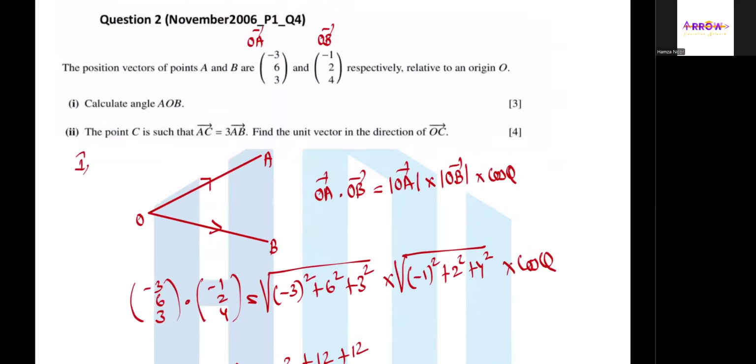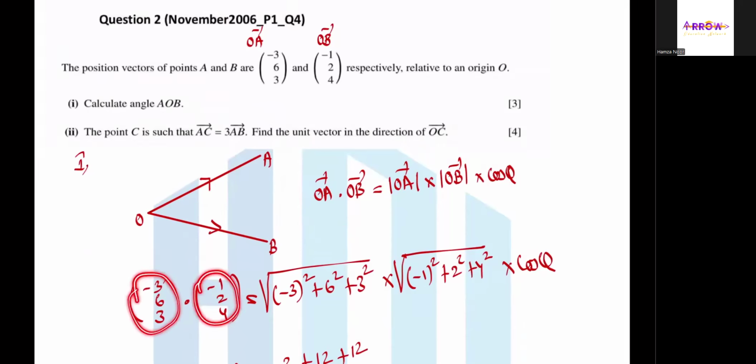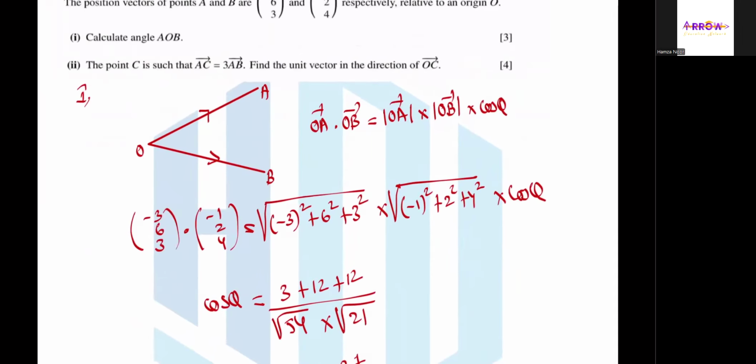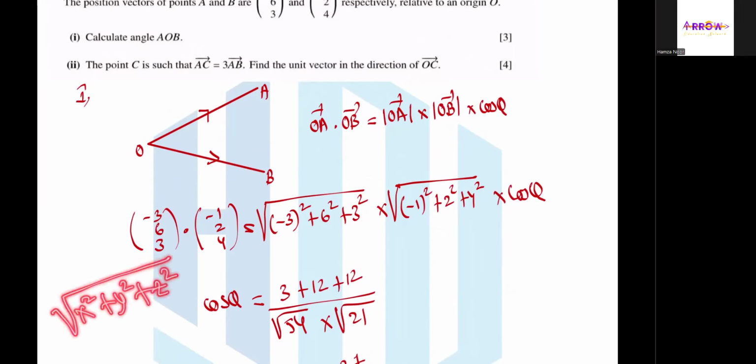OA vector is given to you, OB vector is given to you. So first you find the scalar product. Then you have the magnitude of vector OA and the magnitude of vector OB. They will be multiplied together and then multiplied with cos theta. In order to find the magnitude, it is simply the square root of the square of the x component plus the square of the y component plus the square of the z component. So when you have vectors in 3D, the magnitude of the vector is the square root of x squared plus y squared plus z squared.